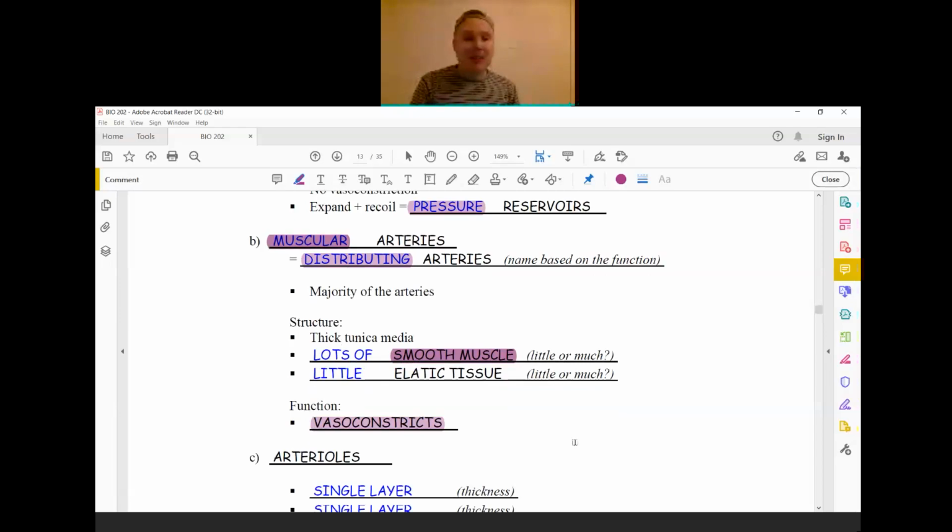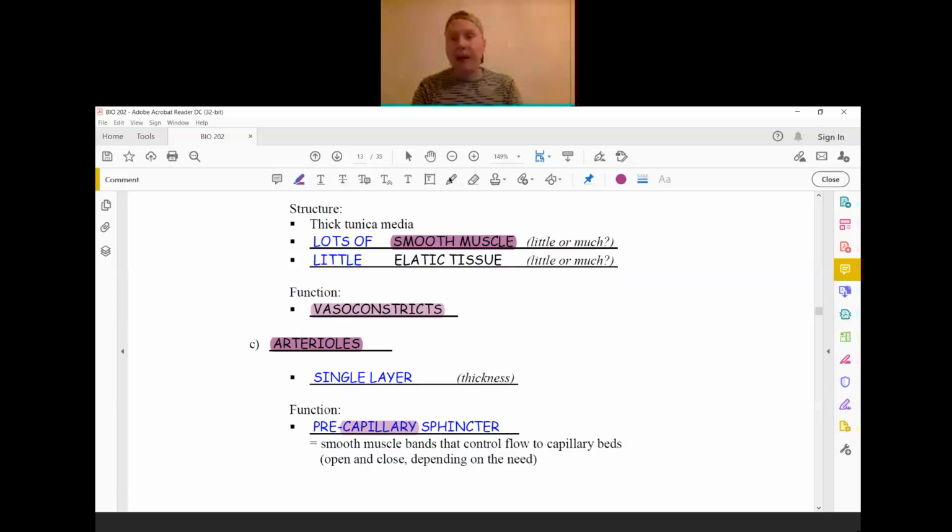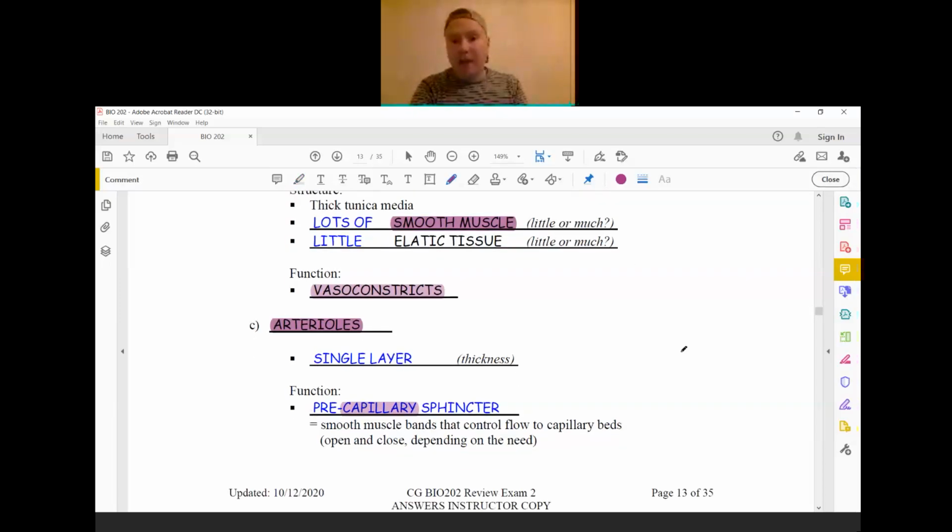And the final kind of arteries that I'm going to mention is going to be our arterioles. They're simply smaller versions of arteries, just a single layer of thickness right before we get to the capillaries. And what you remember is that we have more capillaries in the body than we actually have blood. So we can't have all of the capillaries open all at once because that would be too much for the blood. There's not enough blood for that.